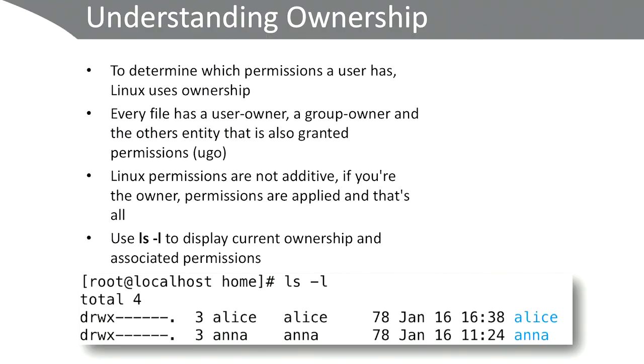file type, and then we get rwx. That is the permissions that are applied to the user owner. So user lisa has read, write and execute permissions. Then we have ---, which is the group permissions, and ---, which is the others permissions. So only the user owner has permissions and nobody else has any business in the home directories of users lisa and anna.